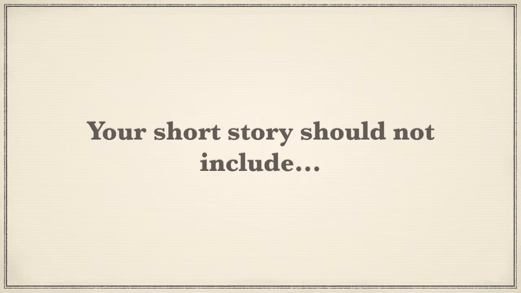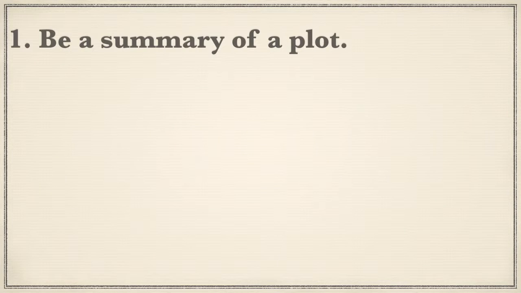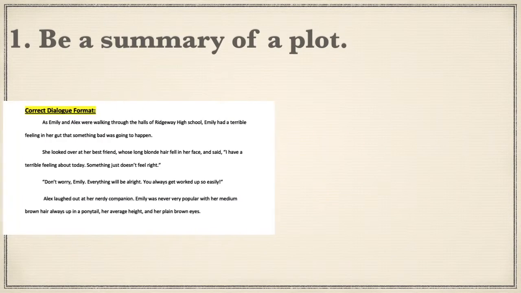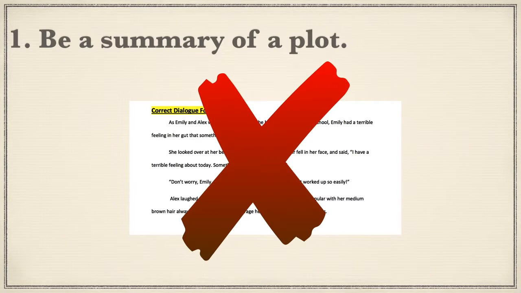Now, let's touch base on two things your story should not include. Your story should not just be a summary of a plot. One big sign that your story is a summary of a plot, rather than just a story itself, is the lack of dialogue. You want to develop your plot and characters through dialogue rather than writing paragraphs telling your reader about what is happening.